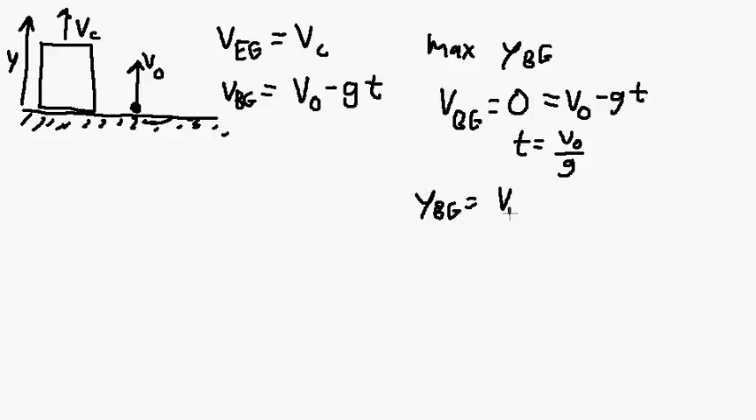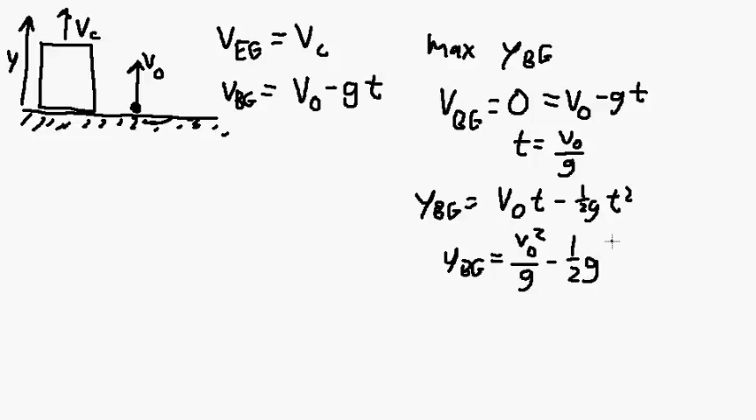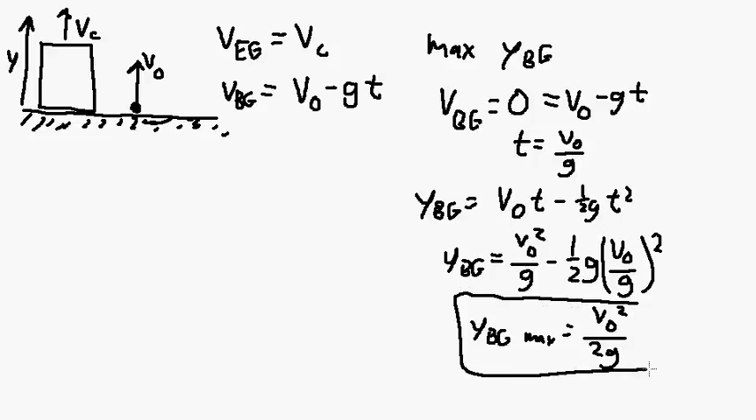And at that point, ybg equals vbg times t minus 1/2 g t squared, and we use this t. I'm sorry, this here is the initial velocity of the ball with respect to the ground, which is, you guessed it, just v naught. So we plug this in, and ybg at max is v naught times v naught over g, so v naught squared over g, minus 1/2 g times v naught over g squared, and so ybg max is going to be v naught squared over 2g. Okay, well there we go.